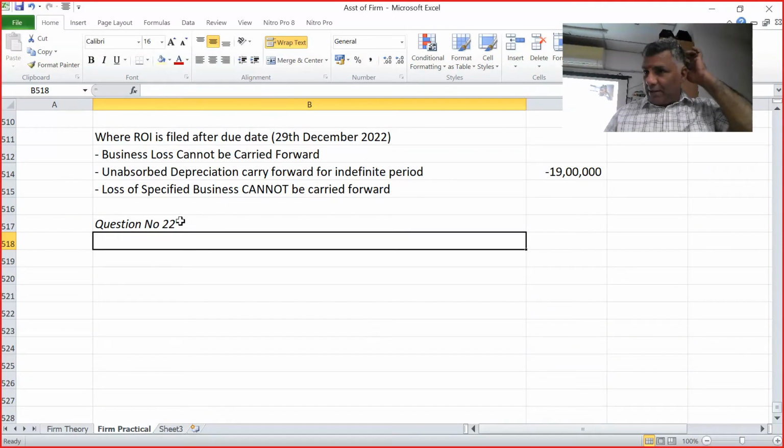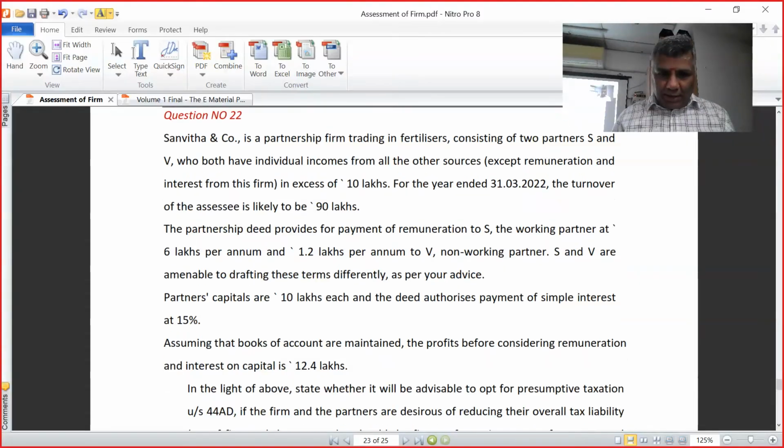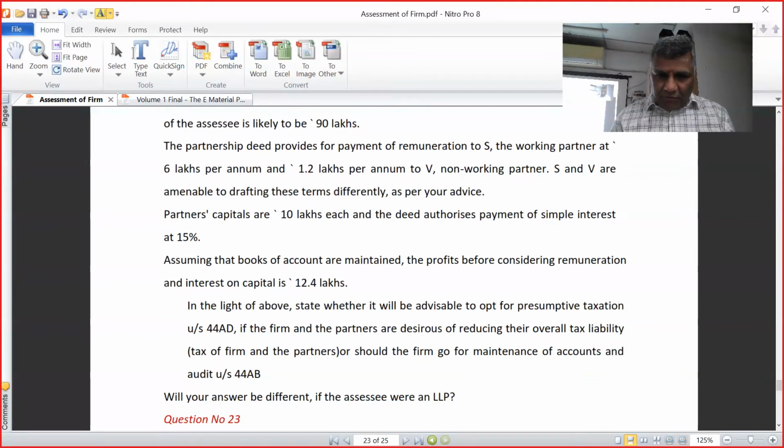Plus partners, that's what they have said. Look at that. If the firm and partners are desirous of reducing their overall tax liability, that is what tax planning is all about.